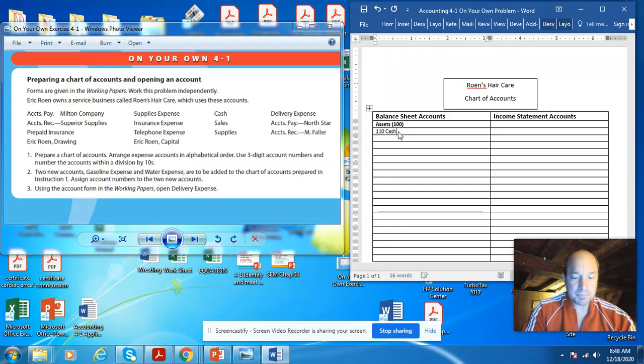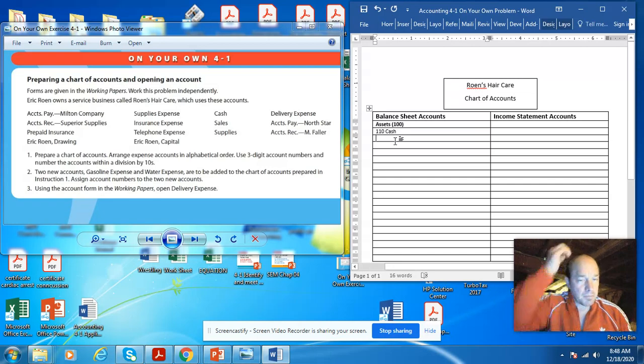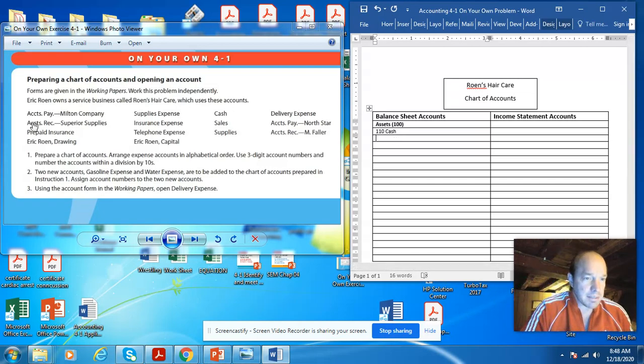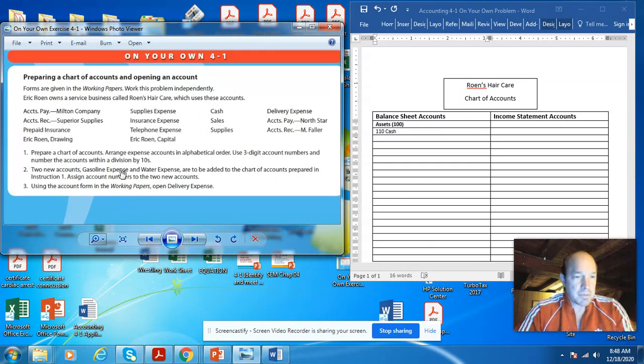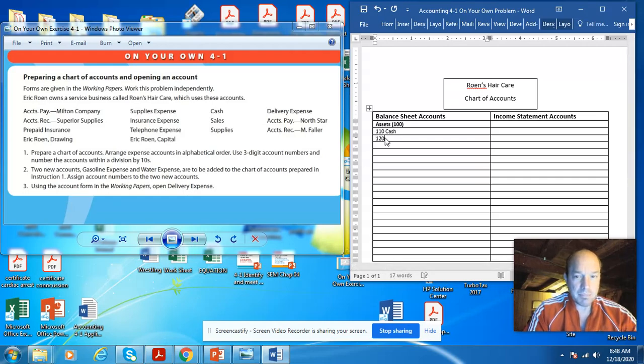And we have two accounts receivable accounts. One is AR Superior Supplies. The other one's ARM Faller. Let's go and make AR accounts receivable, which is an asset account. ARM Faller, the first one. Let's make the other accounts receivable account Superior.